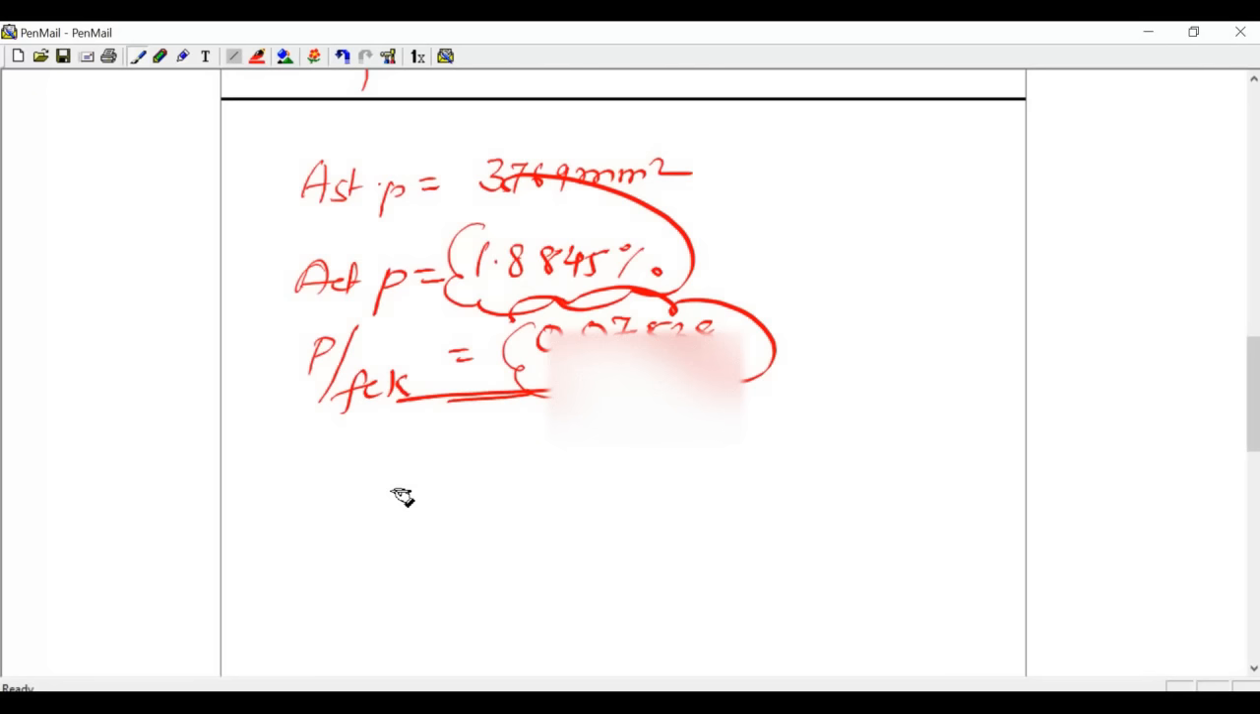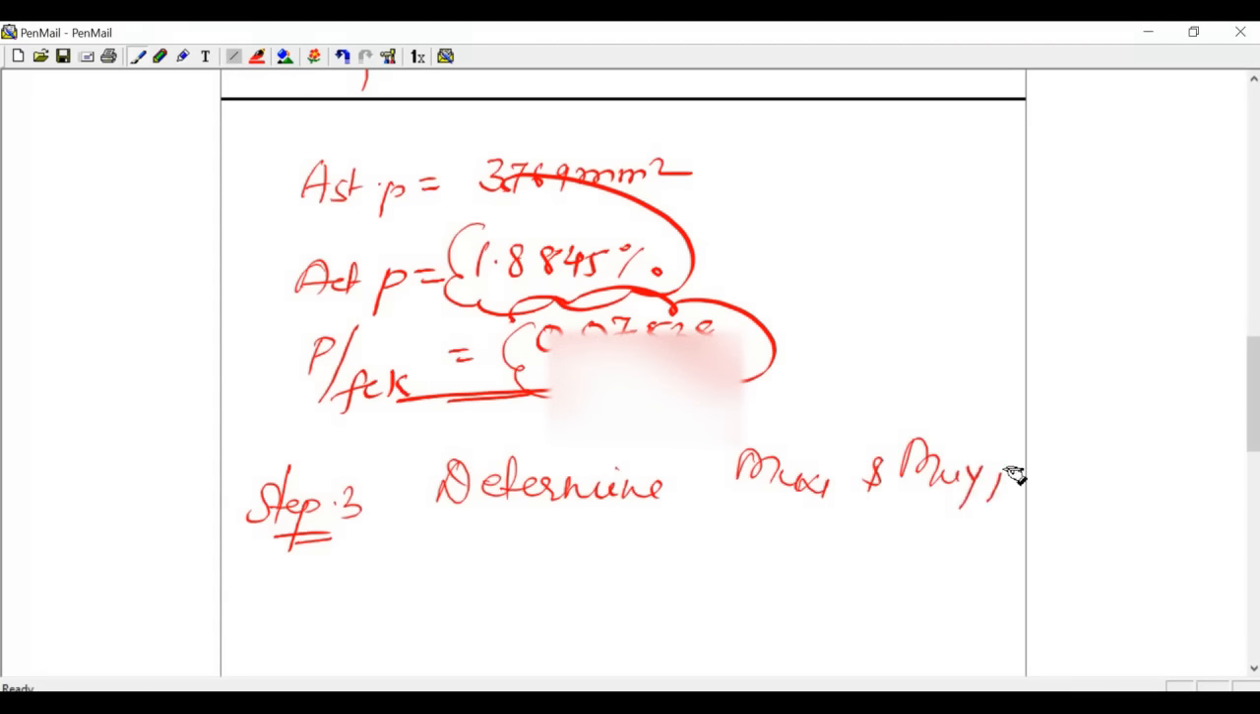So we need to revise this value because it will be used in later calculations. So now we have the percentage of steel, we have the main reinforcement calculation, and now step number 3. Step number 3 says we need to determine Mux1 and Muy1. So we need to verify whether the moment capacity provided is sufficient or not. If that is not sufficient, then we have to redesign. Otherwise, we need not redesign the column.